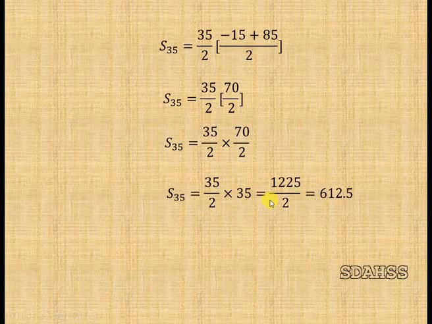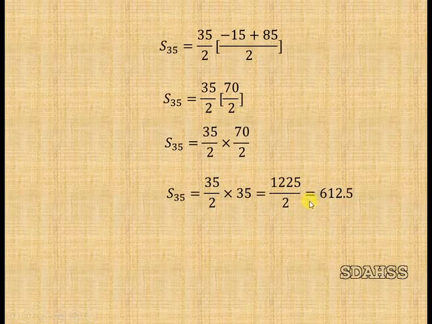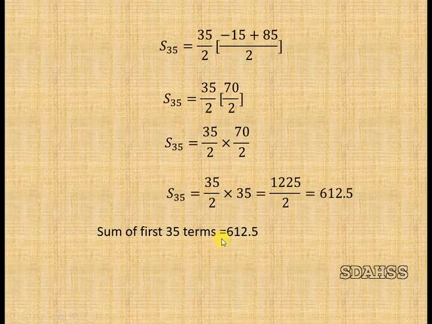35 by 2 into 35 is equal to 1225 divided by 2. On simplification, you will get 612.5. So the sum of the first 35 terms is 612.5.